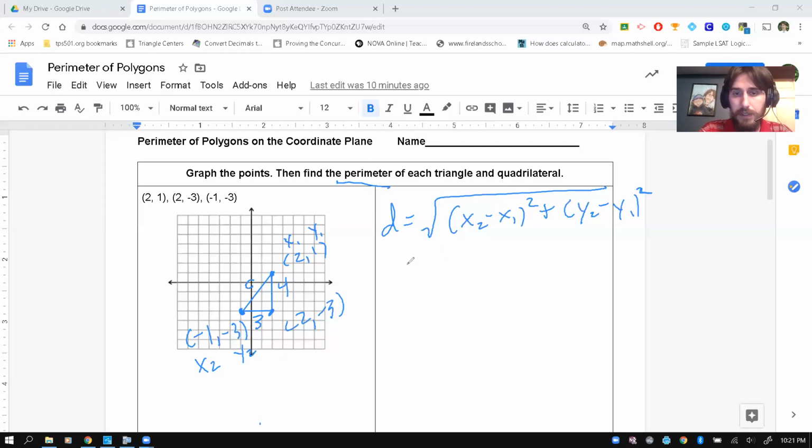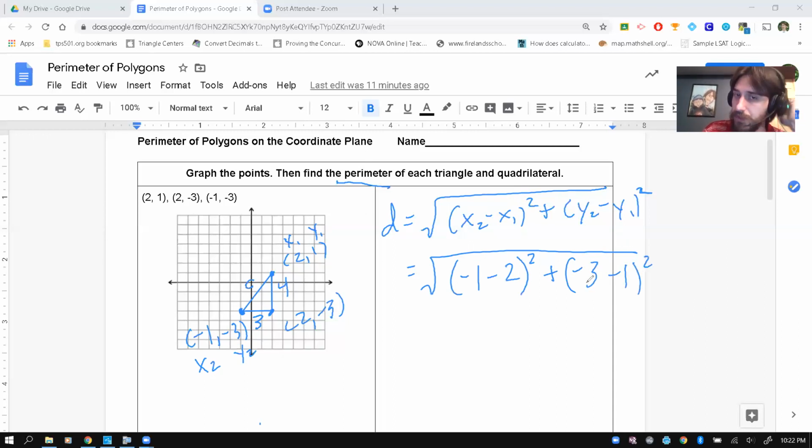If I plug these numbers into the distance formula, what we would get is the square root of x sub 2 is -1 minus x sub 1 is 2 squared plus my second y value is -3 and my first y value I called 1. And again, it won't matter if you switch those to get your final answer. So if we do that math using the order of operations, I'm going to do my parentheses first. -1 minus 2 is -3. -3 minus 1 is -4.